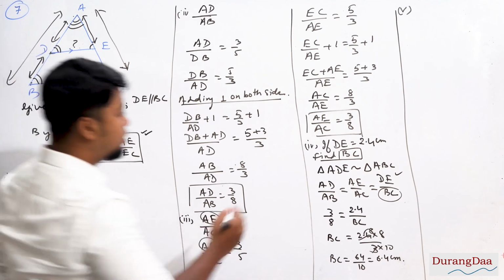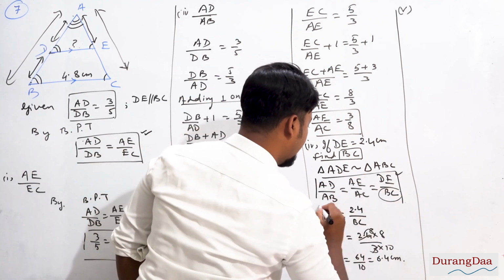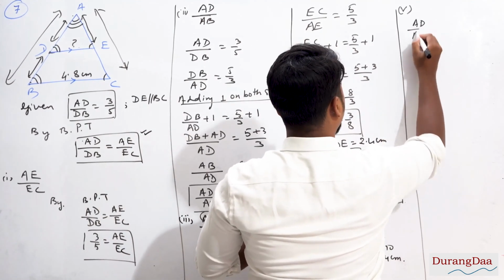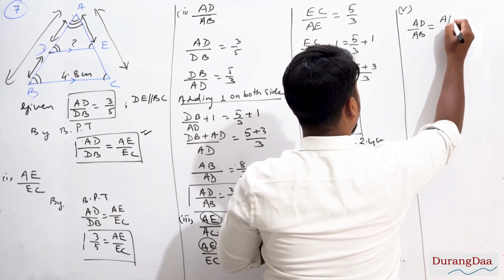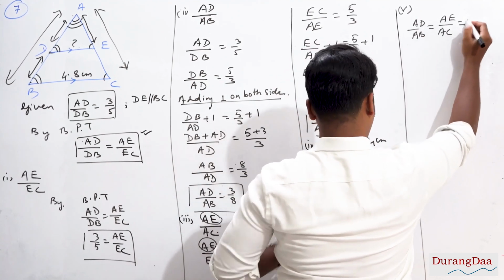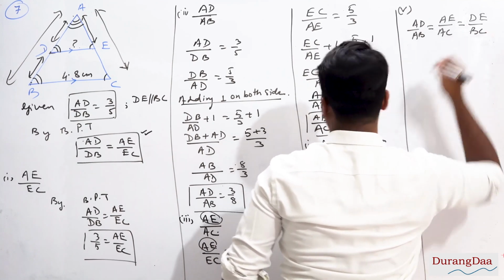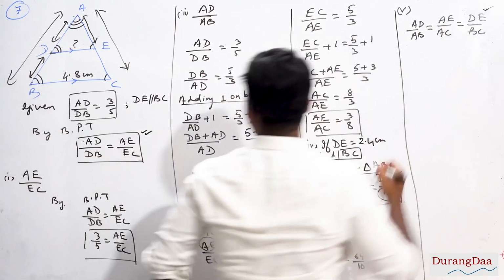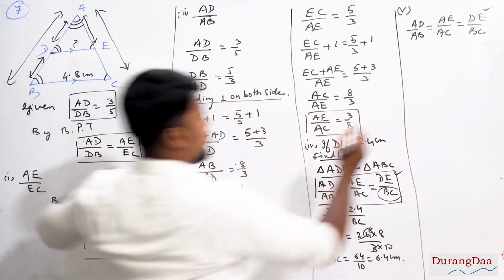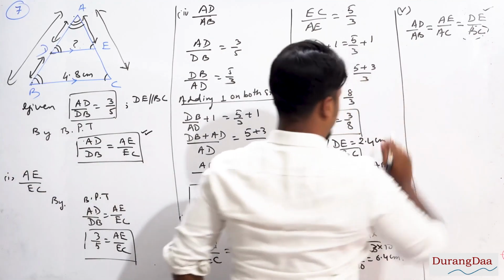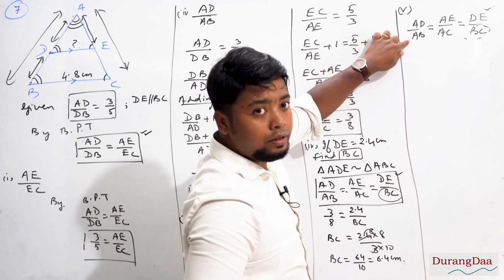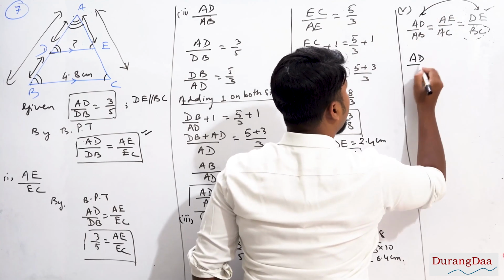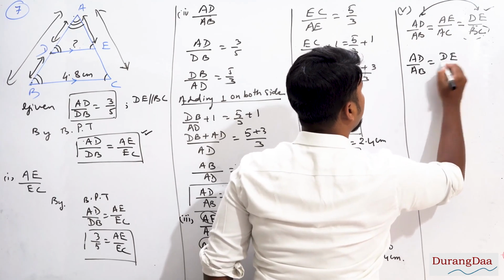Alright, so again we will use this same ratio here, because already we have proved the triangles similar. So I will just write AD by AB equals AE by AC equals DE by BC. Now we have to find the value of DE. DE is here, value of BC has been provided. Now value of AD by AB already we know. So I will choose these two terms. AD by AB is equal to DE by BC.